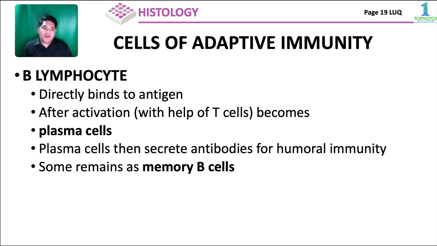Now, your cells of your adaptive immunity, you have your B lymphocytes. They directly bind to your antigen. Now, after activation with the help of your T cells, it becomes your plasma cells. Your plasma cells then secrete your antibodies for humoral immunity. Now, some of your B lymphocytes, rather than becoming a plasma cell, they will become your memory B cells, which will make the response of the adaptive immunity faster.